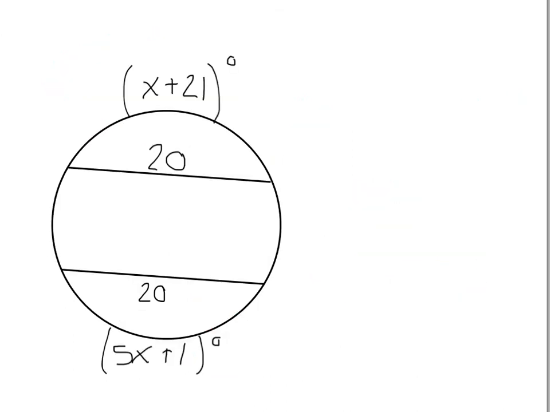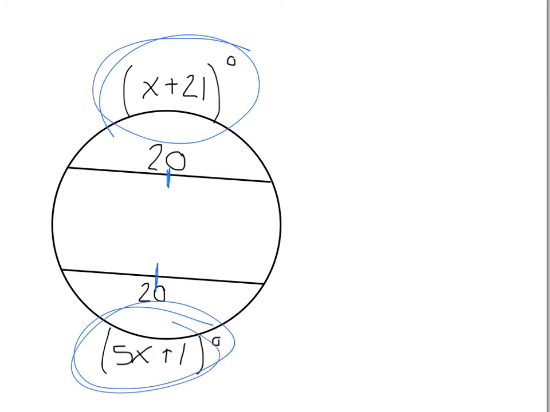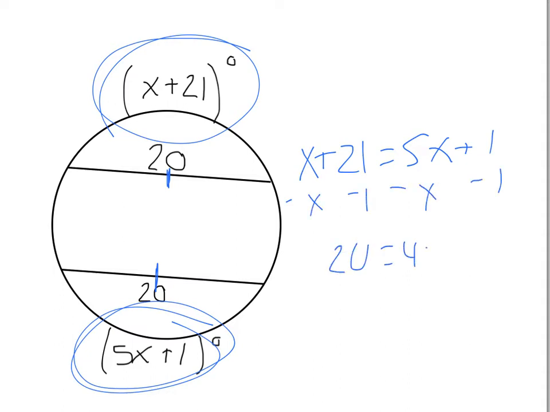Now this one works the opposite way, like I mentioned. This time the chords are equal, so that means these arcs are going to be equal. So all you do again is set them equal to each other. Go ahead and solve here. Divide both sides by 4, so x is 5.